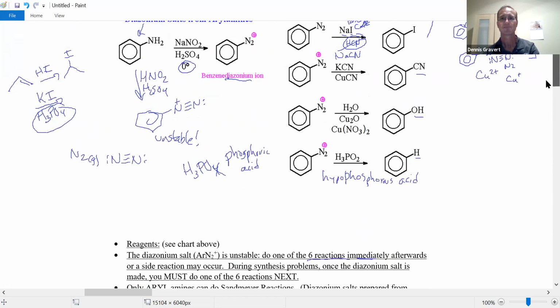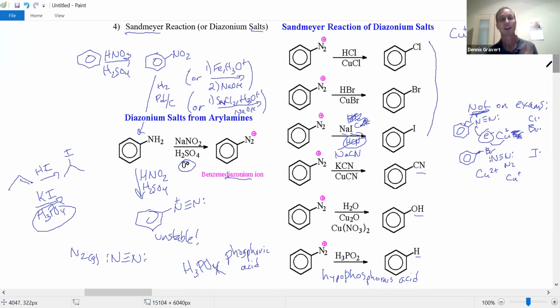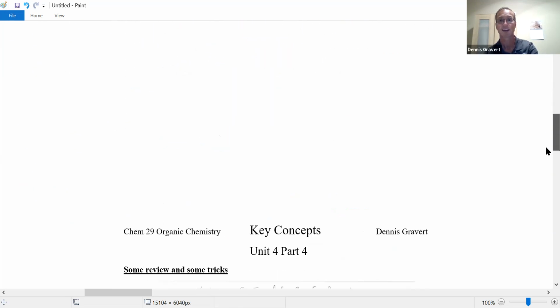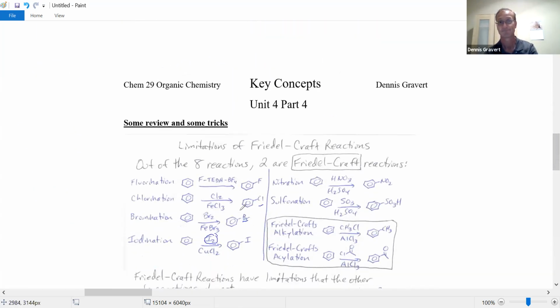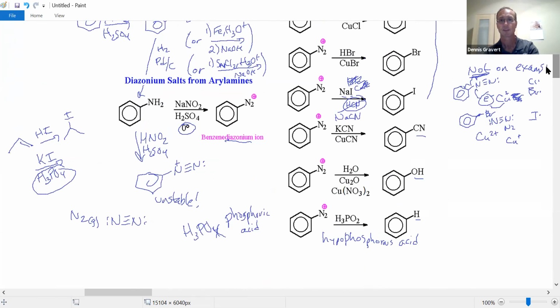So, kind of as an overview for unit 4, if you want to put a halide on a ring, you can do it the new way, Sandmeyer, or you can go back and do it the old way. Add your halide group with these reagents too. We have choices. However, the Sandmeyer reaction will give you a way to make nitriles and to put a hydrogen back. There is an old way of making an alcohol.